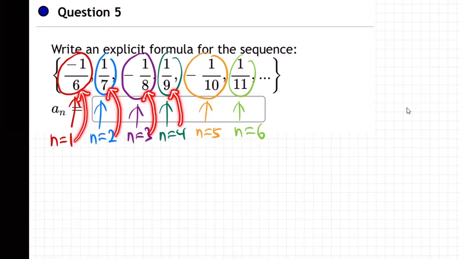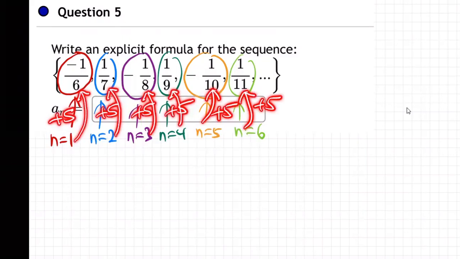1, add 5, that's 6. 2, add 5, that's 7. 3, add 5, that's 8. 4, add 5, that's 9. 5, add 5, that's 10. 6, add 5, that's 11. Right? It's just adding 5 every time. You just take the n number and you add 5, and that gets you the denominator, doesn't it? You see that connection?